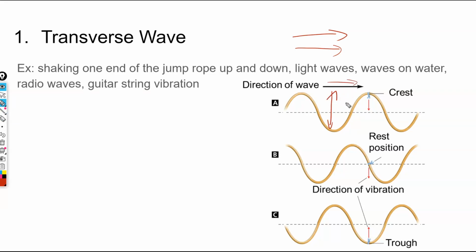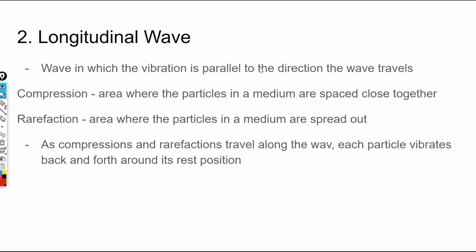Let's talk about the perpendicular of it. Compared to that, again, in longitudinal waves the vibration is parallel to the direction. Now, these don't have crests and troughs. Instead, they have a compression area and a rarefaction area. The compression is the area where the particles in the medium are spaced close together, so it's like being compressed. The rarefaction is the exact opposite. That's where they're spread apart, spread out.